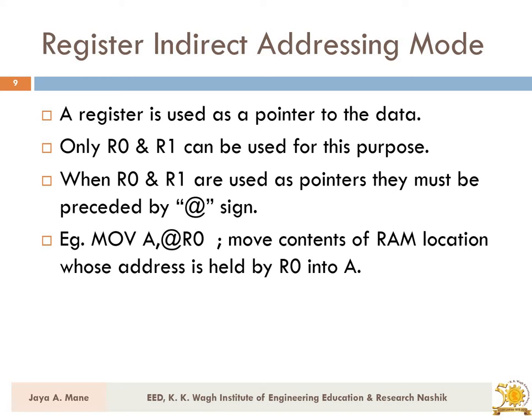It will mean that the value of r0 is pointing to the address of the location. That means r0 holds 40h. So which value will be moved? 40h will not be moved. Which value will be moved? 40h is pointing to some location, and the data stored at that address will be moved into the accumulator.